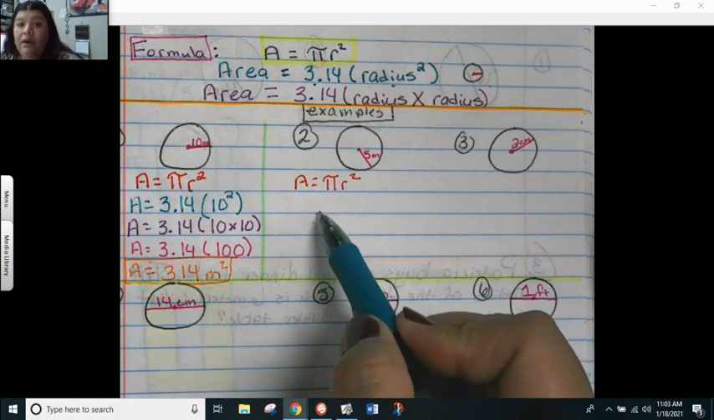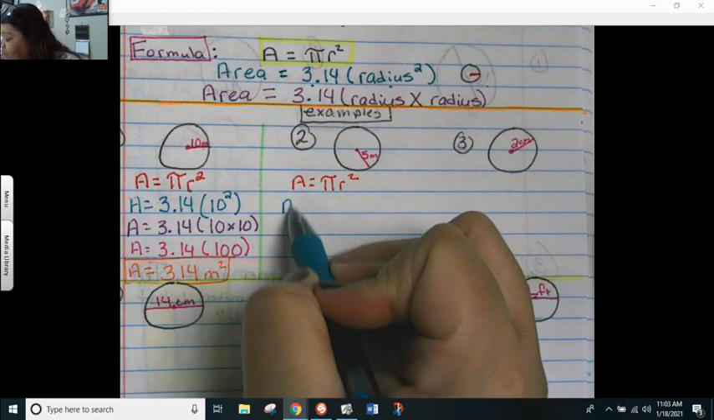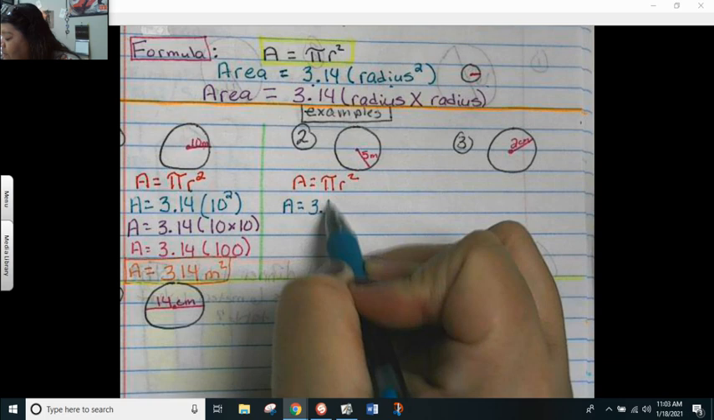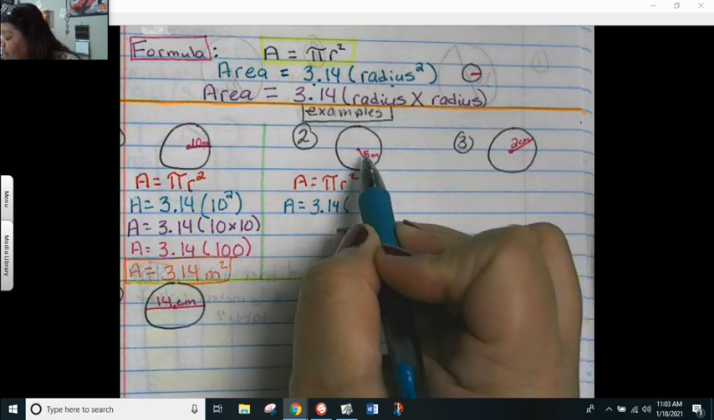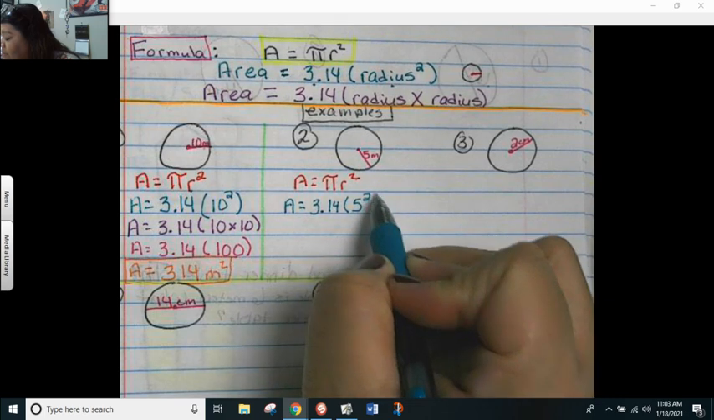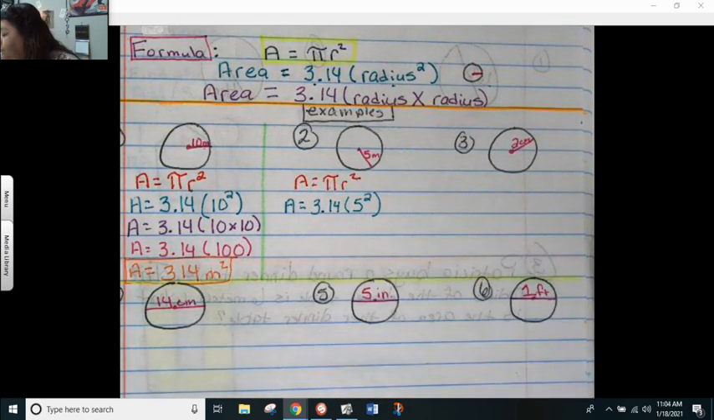Second line, fill it in. Let's go ahead and plug in the numbers. I do not know the area. I do know pi is 3.14. And my radius here is 5. And don't forget to square it. It's that little 2, it's an exponent, okay?